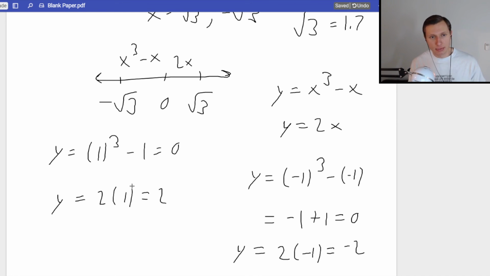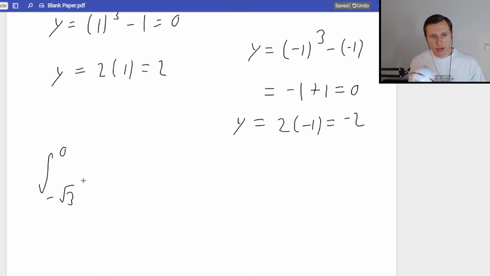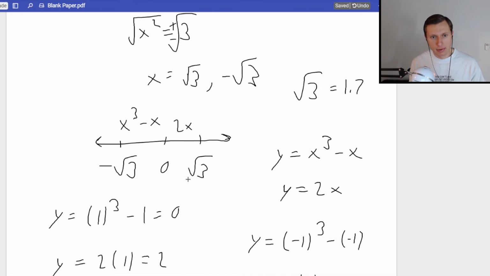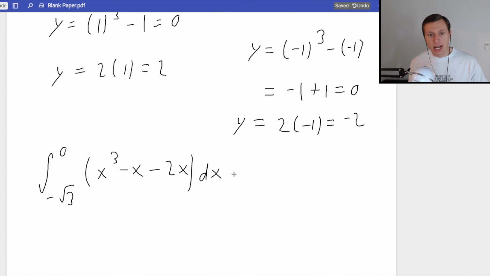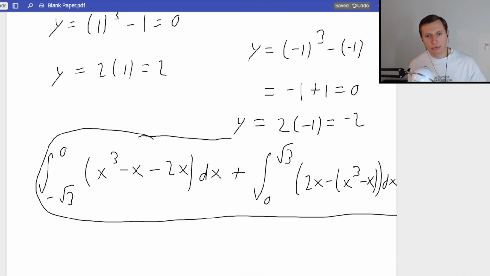So if I were to set up my integral, and again, I'm not going to solve it, I'm just going to set it up. It's going to be the integral from negative square root of 3 to 0 of the first top function, x cubed minus x, and then minus 2x, dx. And then the second integral is going to be the opposite. The integral from 0 to square root of 3 of the top function 2x minus quantity x cubed minus x, close parenthesis, dx. I'm going to circle this. This is my final answer. You can stick around for questions if you want.